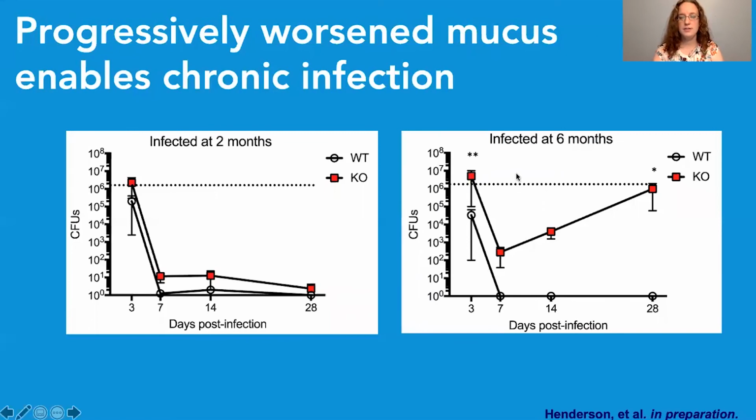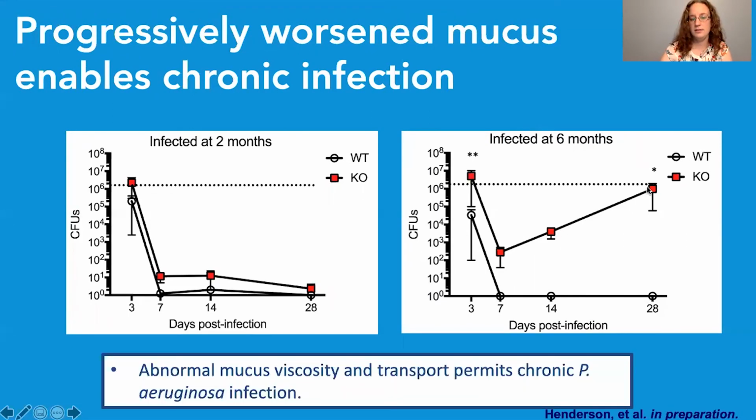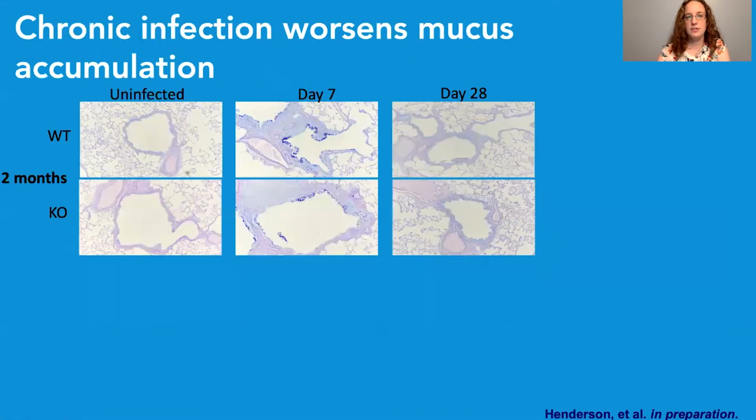In contrast, when the rats are infected at 6 months of age, the wild type grows back significant CFUs from the lungs collected at day 3. But by day 7, the wild type has cleared most of the bacteria from the lungs. The knockout, however, has higher CFUs at day 3, which drop initially at day 7, but then slowly climb back up to inoculum levels at day 28. So the abnormal viscosity of the mucus and the abnormal transport seen at 6 months of age permits chronic Pseudomonas infection. And we wanted to know if the infection correspondingly makes the mucus defect worse.